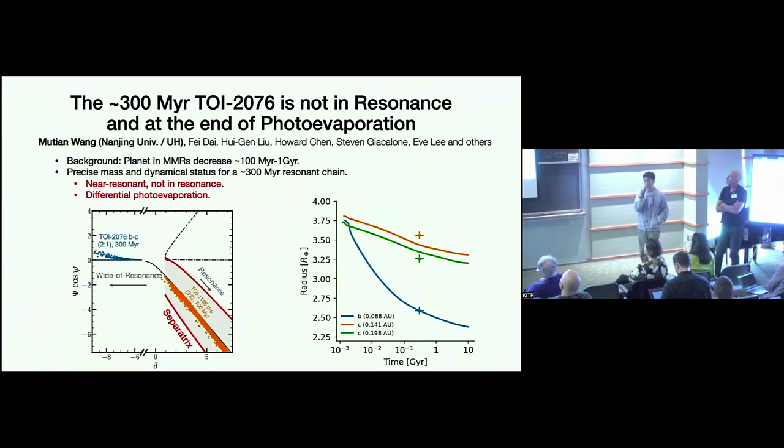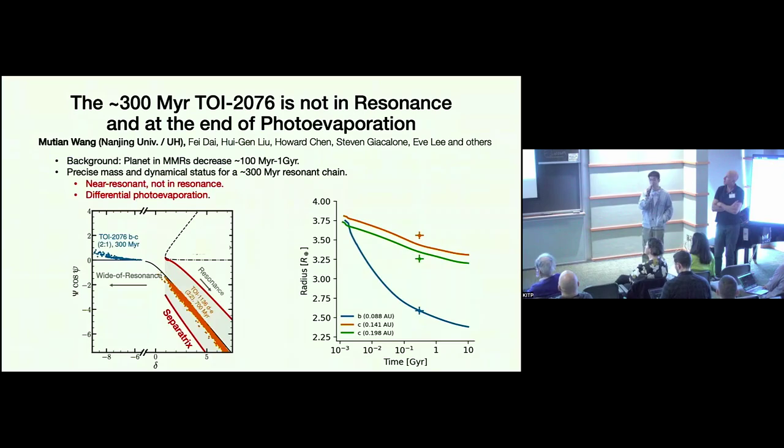This is not only true for single planet systems, but also for multi-planet systems. So there have been some observational constraints showing that very young multi-planet systems have a very high resonant fraction. That is a very natural outcome of disk migration, so it is reasonable to see a very high resonant fraction right after the disk dispersal. But this fraction seems to decrease on a 1 gigayear timescale.